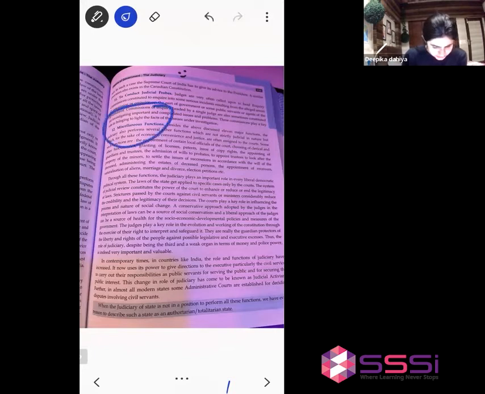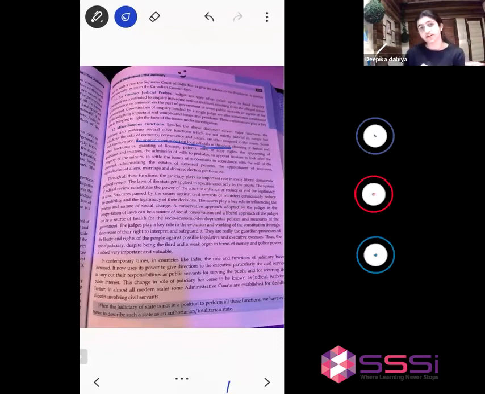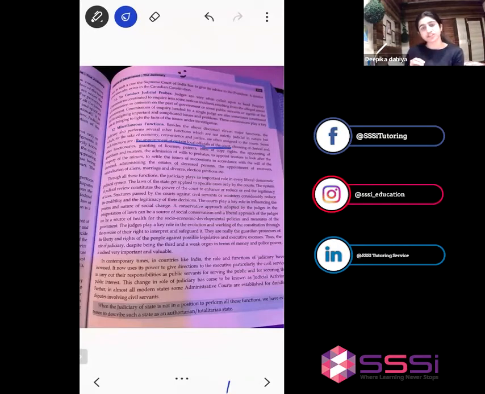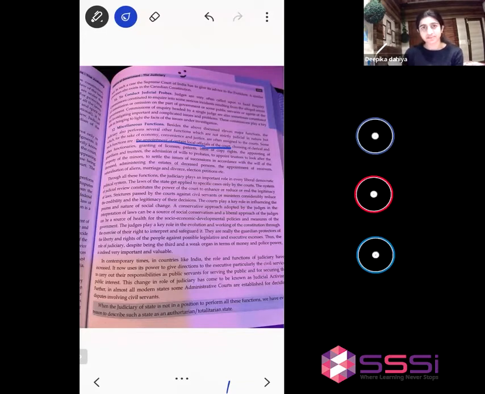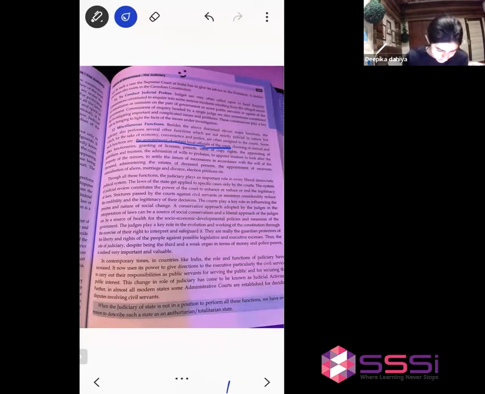Then miscellaneous functions. There are so many other functions. Please underline in this. Keep on underlining the parts that I'll make you underline. Several other functions, for example, appointment of certain local officials of the court. All the staff within the judiciary is not appointed by the government. Much of it is appointed by the judiciary itself, for example, clerical functionaries, other functionaries.